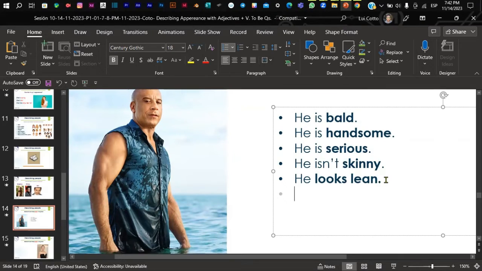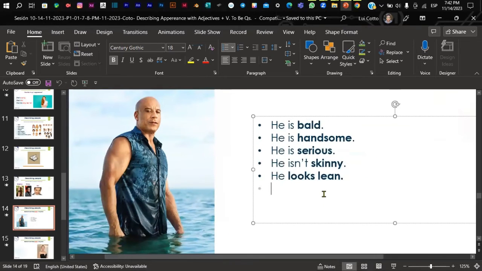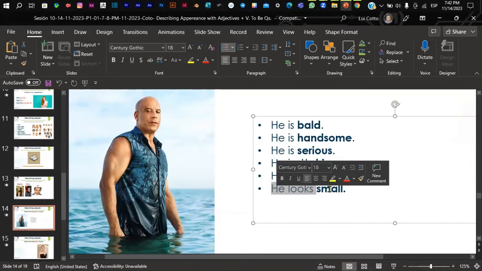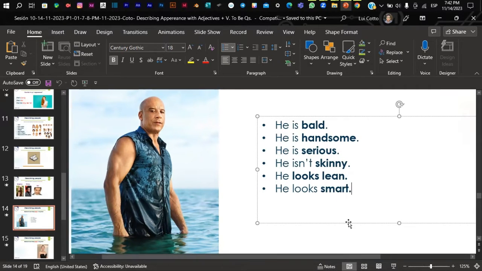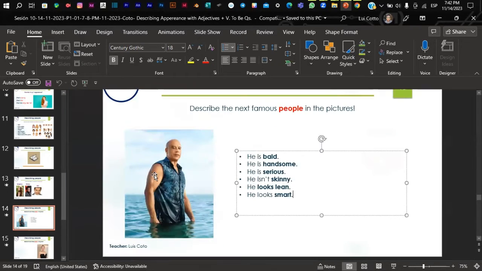What else? ¿Qué más? The last one. La última. About Vin Diesel. The last one. Affirmative or negative, as you prefer. He looks small. In the picture or in the real life? Smart or small? Smart. Smart is another adjective. Correct. What is smart? Smart TV. Okay. Smart, intelligent, correct. Pretty good.